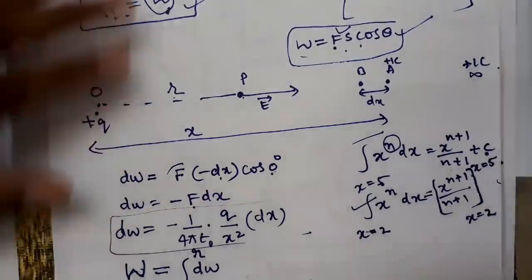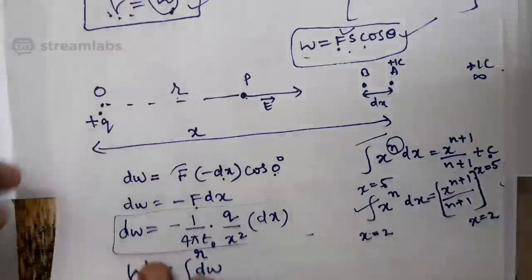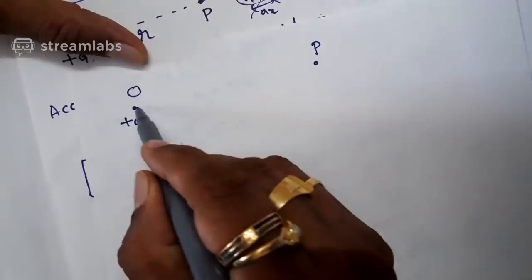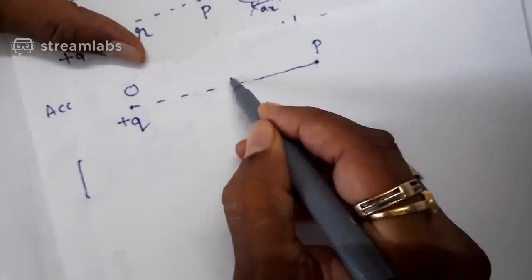Okay, students, we'll continue the discussion. Now, I think we have reached a situation where I can do a comparative study of the concepts. There is a plus q charge at some point O. A point P is selected at a distance r from the plus q charge.